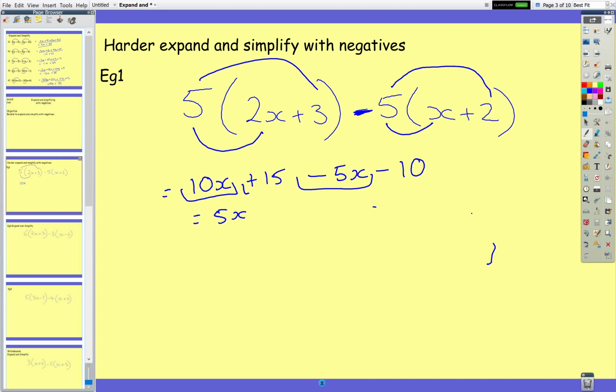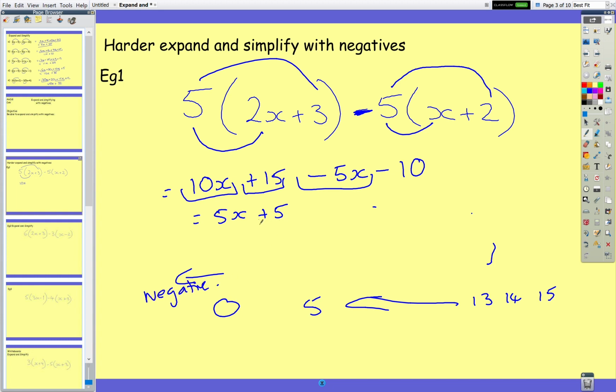And we've got positive 15. If we take away 10 from that positive 15, we're left with positive 5. Use a number line. Start off at 15, we take away 10, so we go 14, 13, all the way down to 5. Notice how we don't go past 0. If we do go past 0, we start going into the negative world, and that's when we'd have things like minus 5 here.